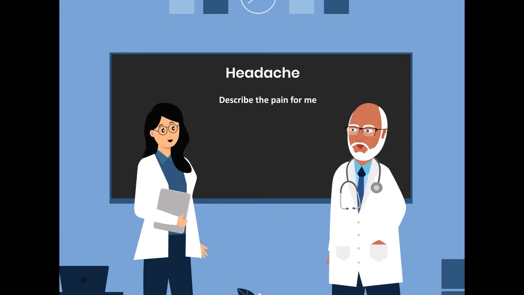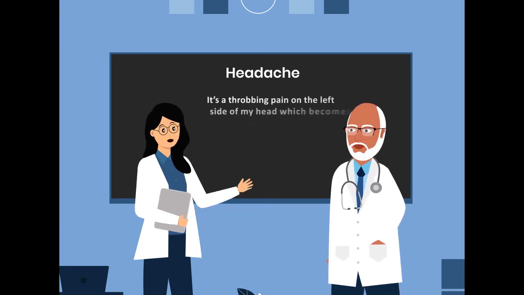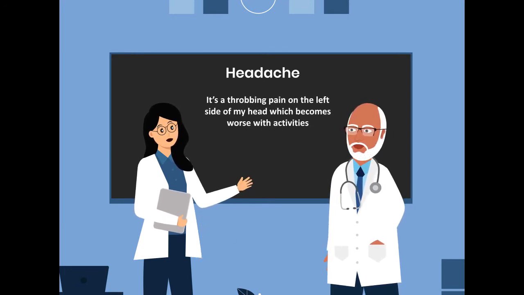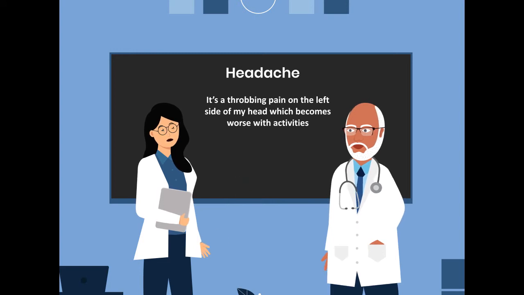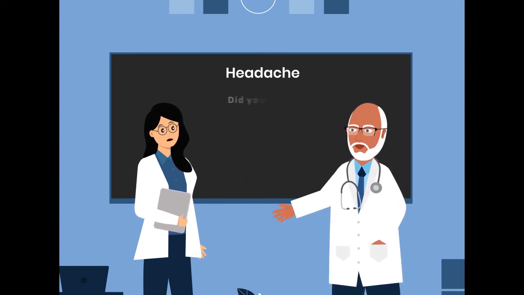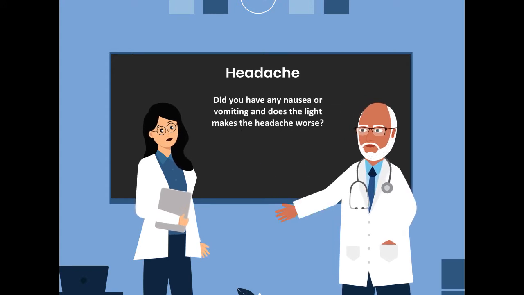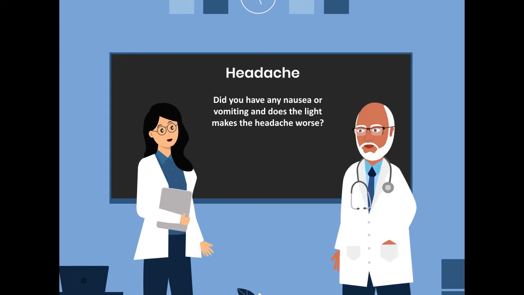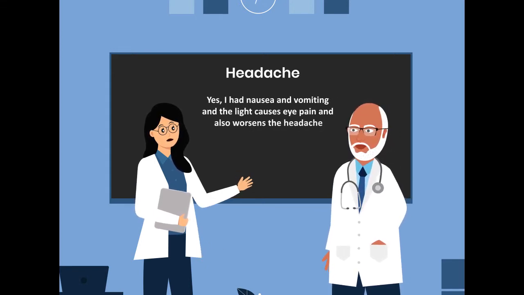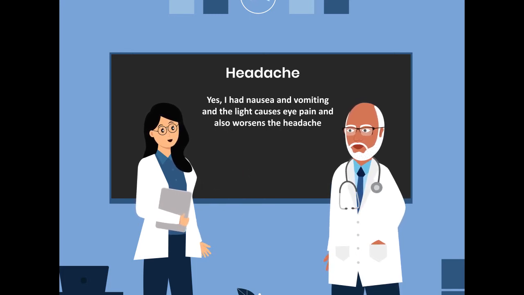Describe the pain for me. It's a throbbing pain on the left side of my head, which becomes worse with activities. Did you have any nausea or vomiting? And does the light make the headache worse? Yes, I had nausea and vomiting, and the light causes eye pain and also worsens the headache.